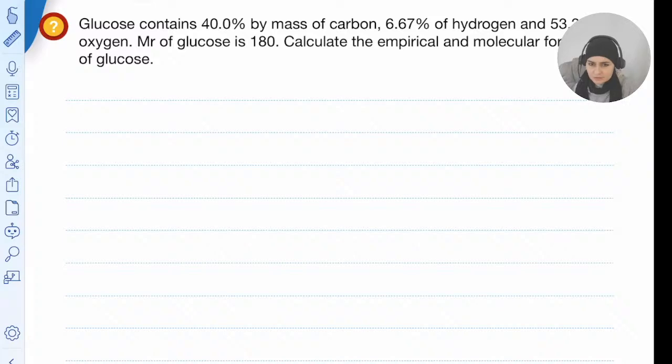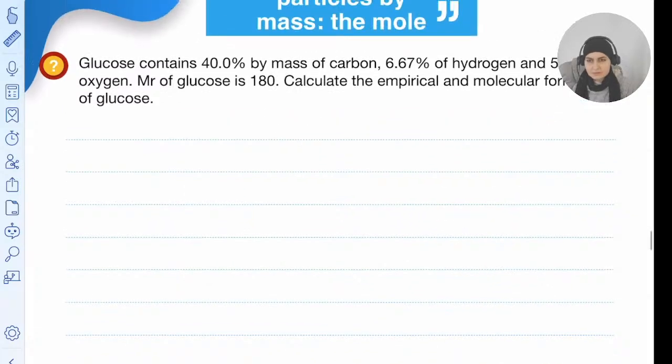Right, let's see. So this is an example. Glucose contains 40% by mass of carbon, 6.67% of hydrogen, and 53.3% oxygen. MR of glucose is 180. Calculate the empirical and molecular formulas of glucose. Okay, so we need both empirical and molecular. We always start by finding, I know I'm blocking the view, right? Okay, so I'm starting by finding the empirical formula. And that's what we'll do.